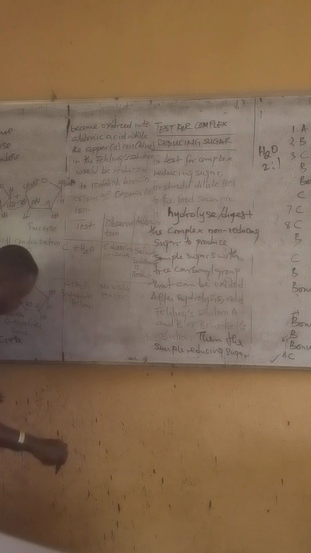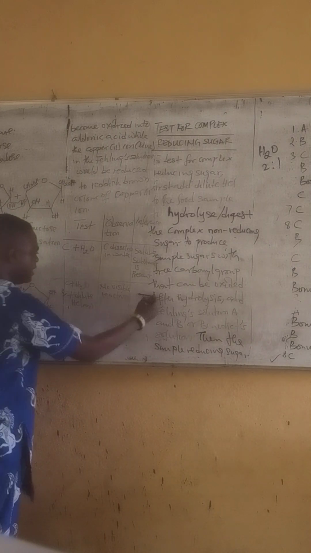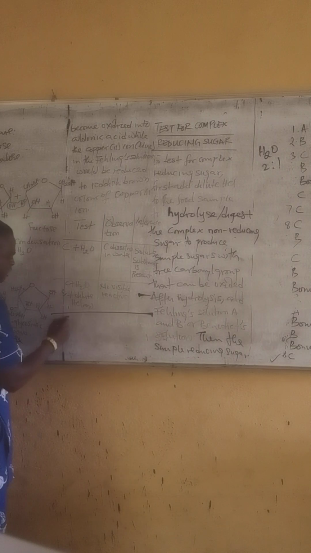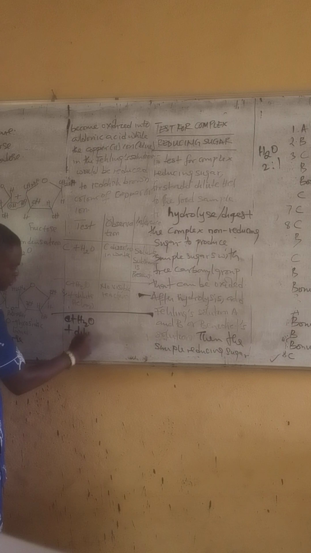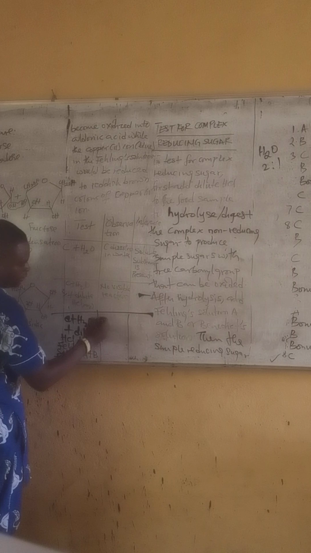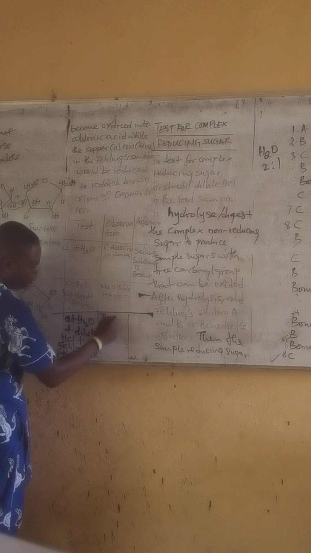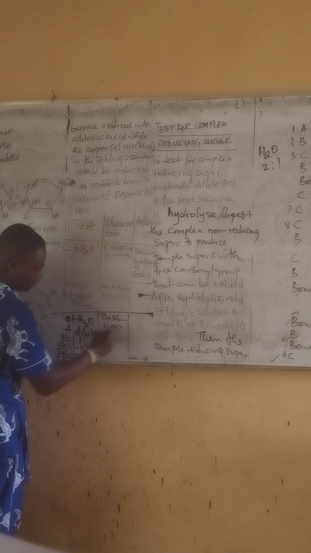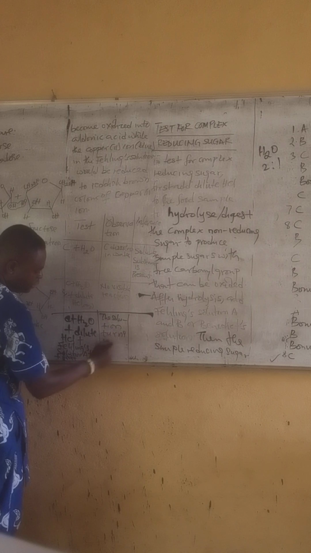So you now put what here? Dash. Then the next thing they will say is C plus H2O plus dilute HCl plus Fehling solution A and B plus heat. You now see the solution turns what? Reddish brown.